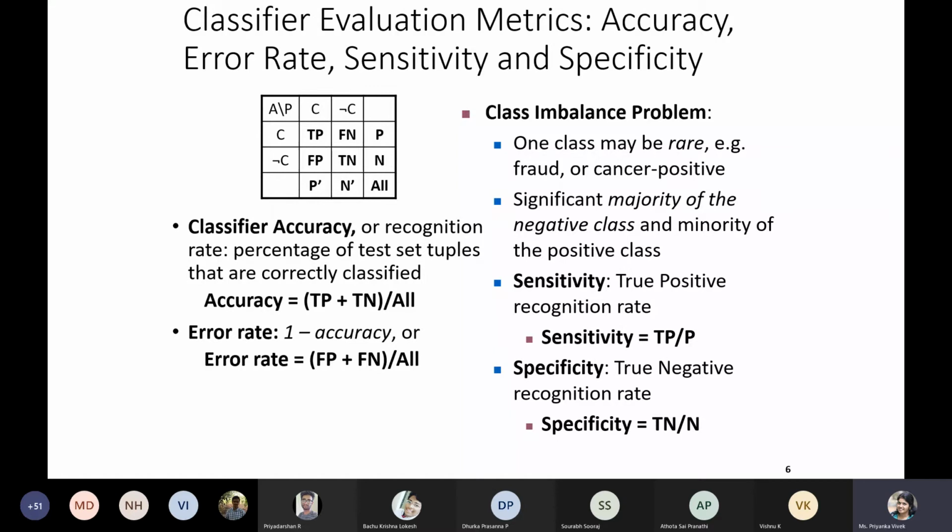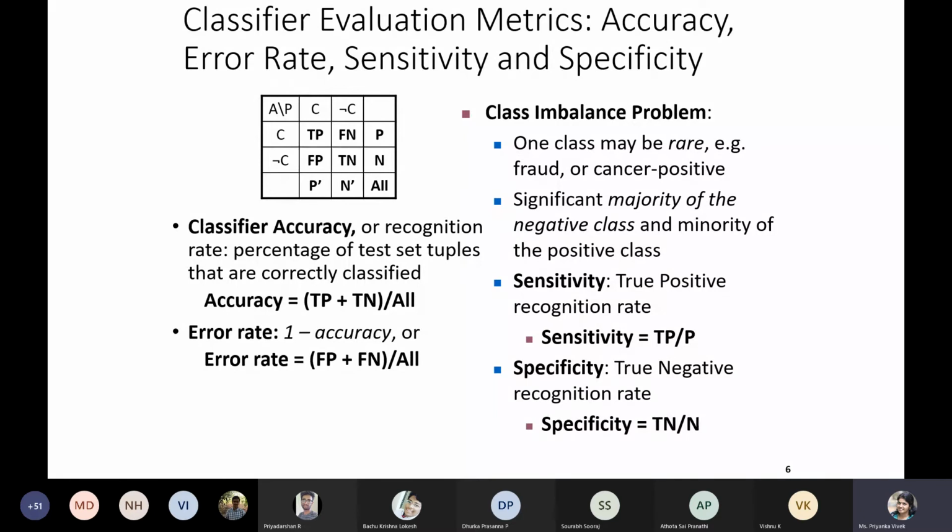metrics. So we have our true positive, false negative, false positive, true negative. We find accuracy as true positive plus true negative divided by all. Error rate is 1 minus accuracy. And then why we are going to sensitivity, specificity and so on is because of the class imbalance problem.